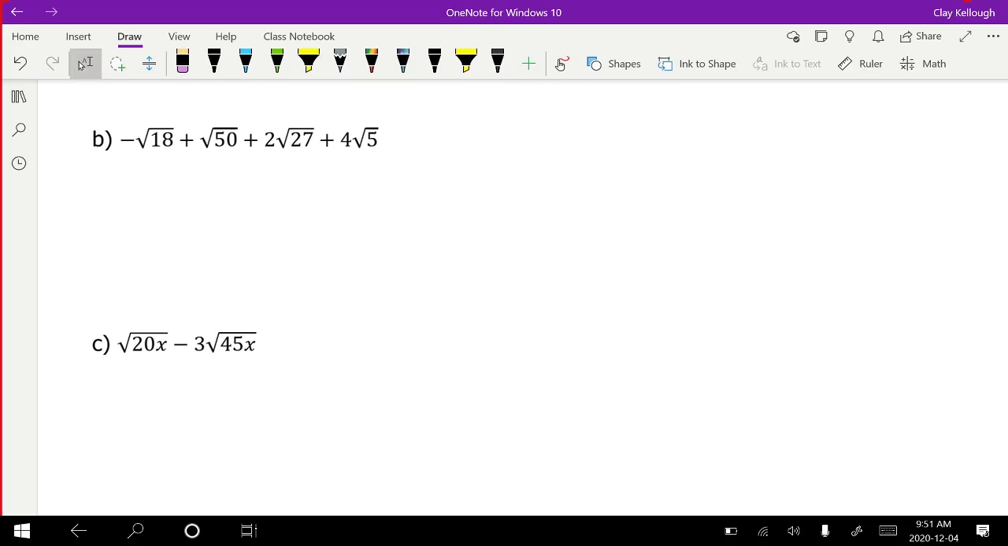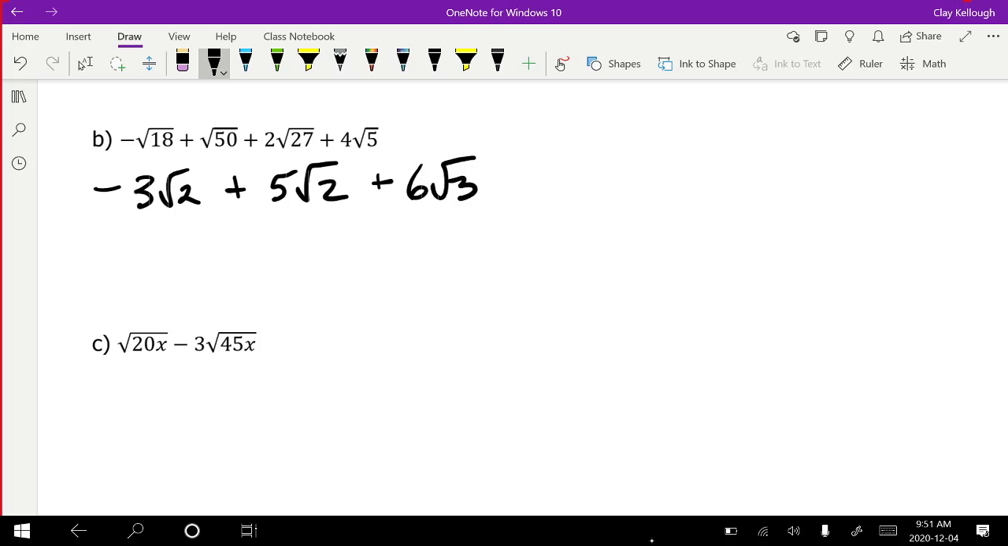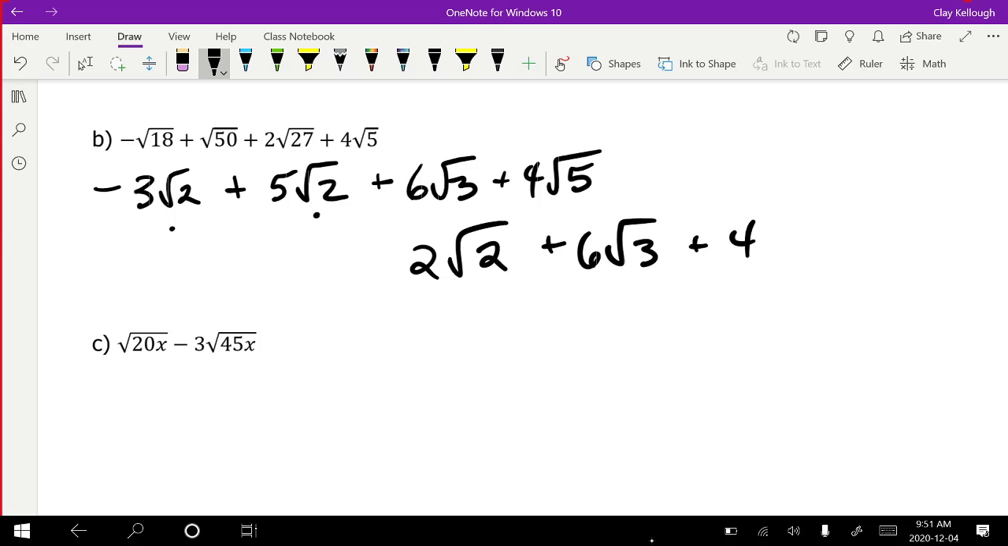Cool. So let's do that for this one. √18 is like saying 3√2. √50 is 5√2. √27 has a 9 in it. So the 9 comes out, becomes a 3, so that's 3√3. And I can't do anything with 4√5, so it stays the same. Where are my like terms? Here and here. Can I add the other ones? No. There, that's as simple as that one gets.